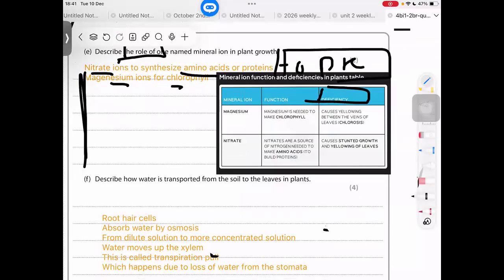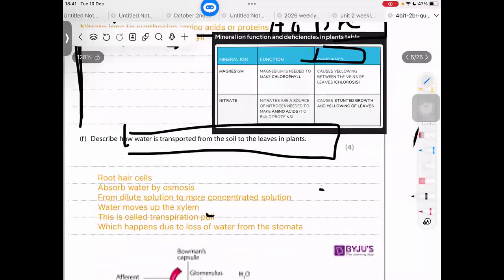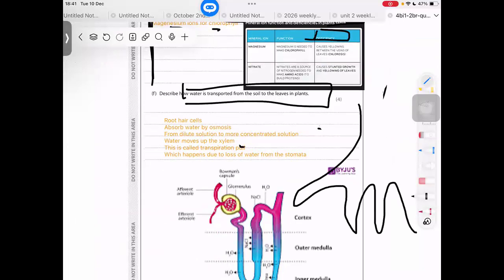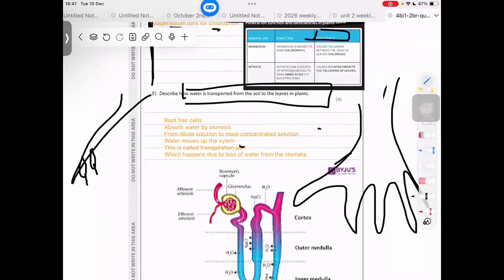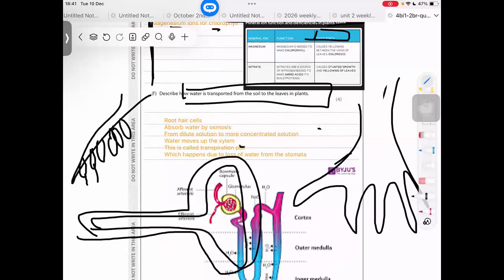Then you can see in the F question, they're asking, describe how water is transported from the soil to the leaves in the plants. It's quite easy, right? You can see the roots are like this. And if you take one single root, they have a lot of root hairs, right? A root hair cell looks like this. So I have drawn many root hairs. These are microscopic. You can't see them, right?